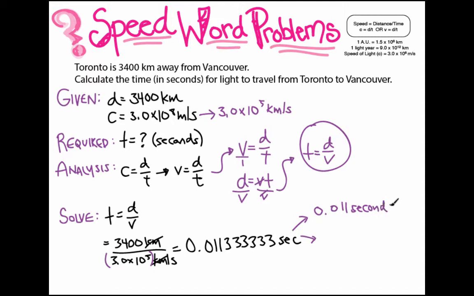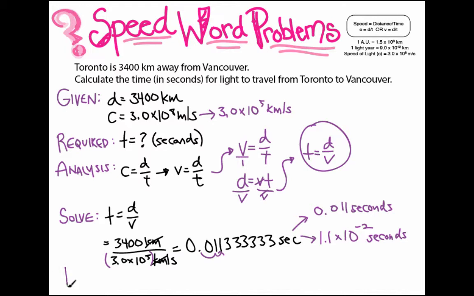The other way is to use scientific notation. Using scientific notation, we convert that to 1.1 times 10 to the power of -2 seconds. They're both the exact same number, it's just expressed in 2 different ways.